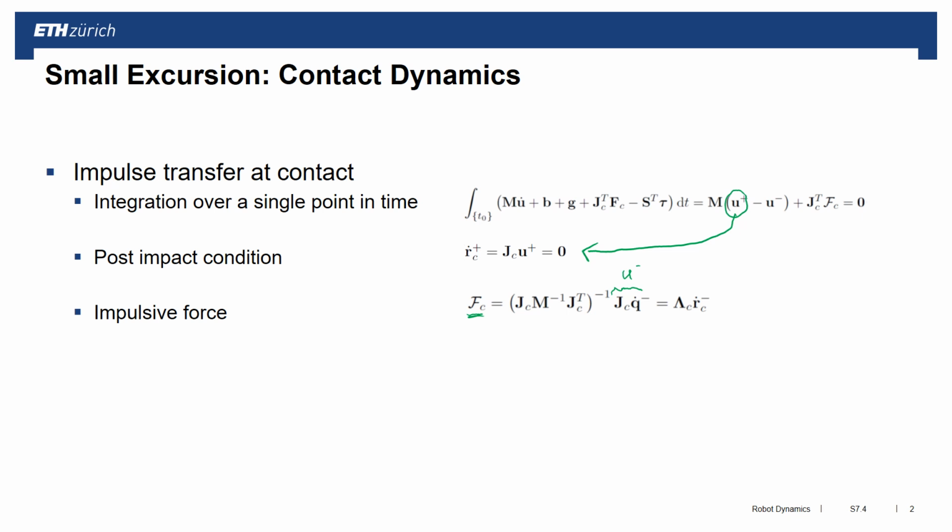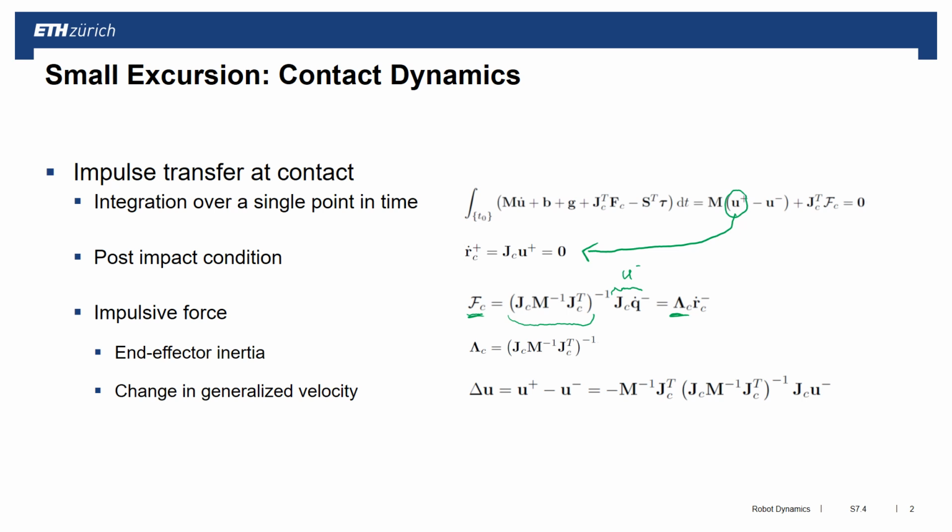So I solve for my contact force, and what I see here is again this same Jc M minus 1 Jc transposed, which is this end effector inertia, this lambda c. So the impulsive force is nothing else than the end effector inertia times the pre-impact velocity at the contact point. That makes a lot of sense. In other words, what we have here is mass times velocity before the impact, and that gives me the impulsive force. But just all of that for a much more complex system where this lambda c is highly configuration dependent.